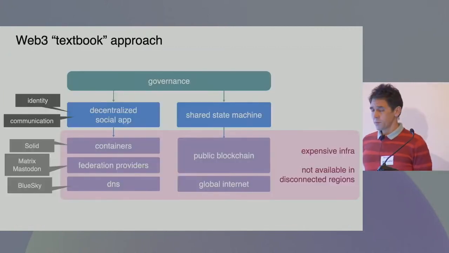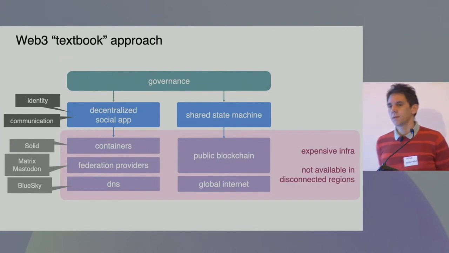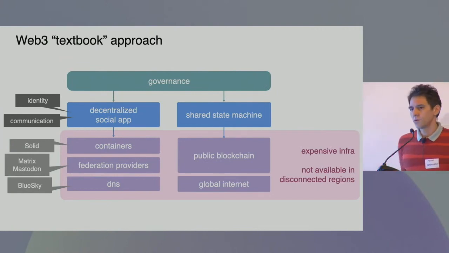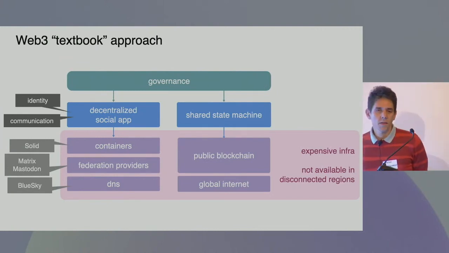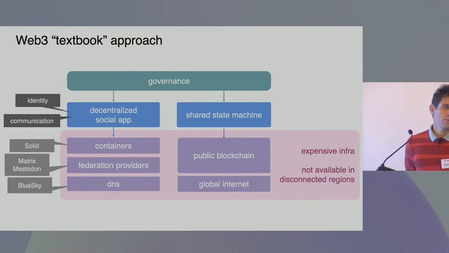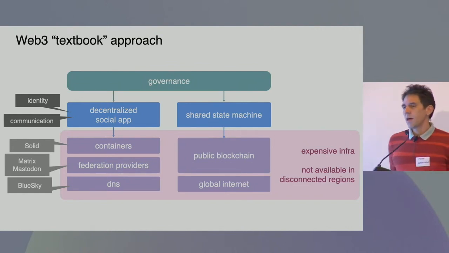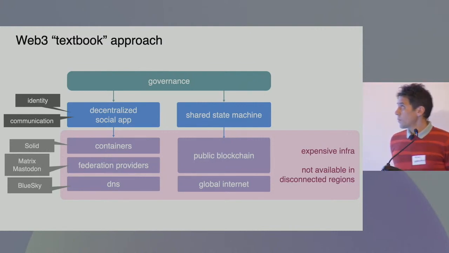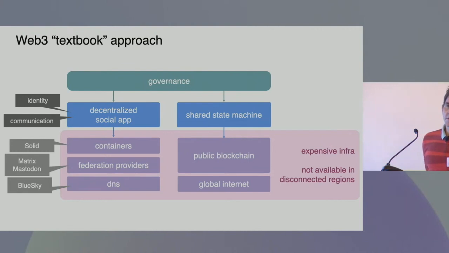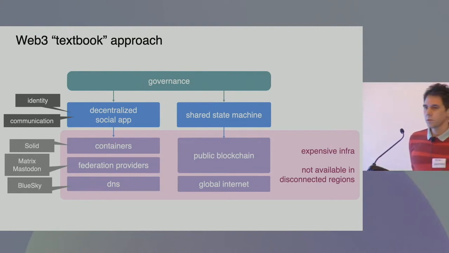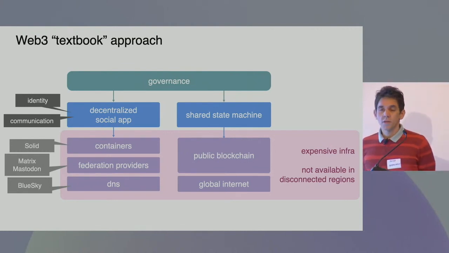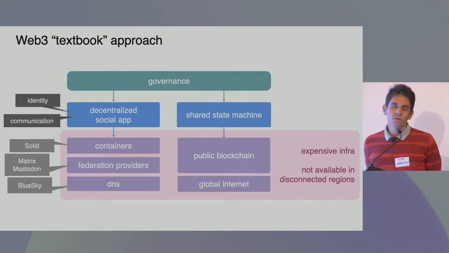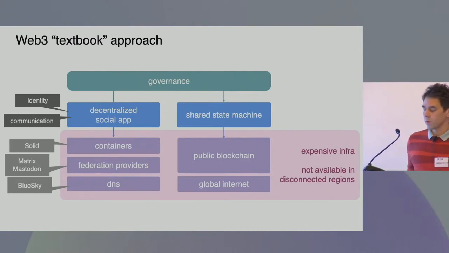Now, from a software perspective, governance is characterized essentially in two ways. Governance is a decentralized social application simply because it involves the interactions between the participating members, and it is a shared state machine. The current Web3 ecosystem provides practically textbook solutions for these problems. Unfortunately, none of them meet our requirements to work in disconnected regions of the world.